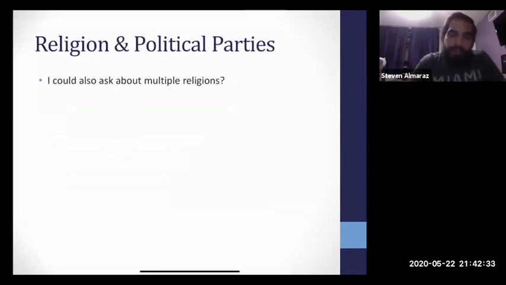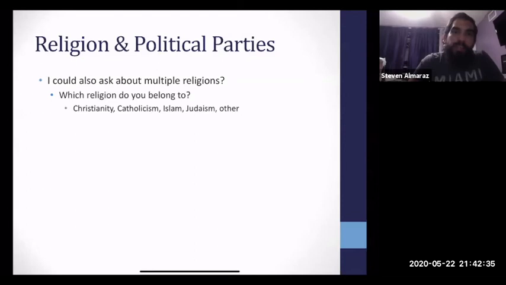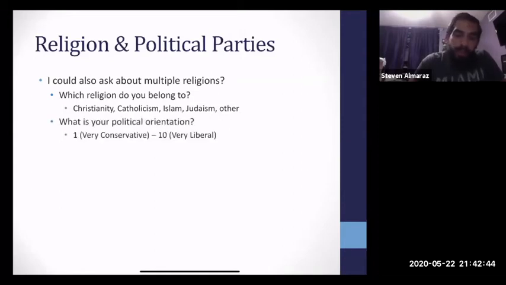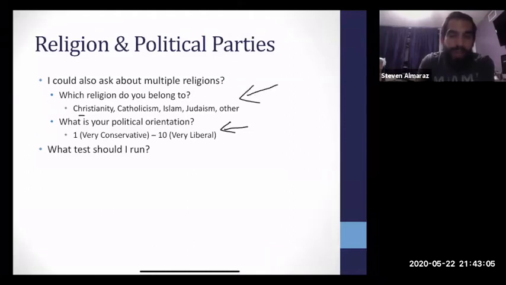I could also ask about multiple religions. Which religion do you belong to? Christianity, Catholicism, Islam, Judaism, or other? What is your political orientation? Very conservative to very liberal. Okay, what kind of test should I run now? It's pretty similar to what we just talked about, but it's a little bit different. We've still got a continuous variable. We've still got a categorical variable, but now we've got additional groups. So what kind of test do you think we're going to run here?